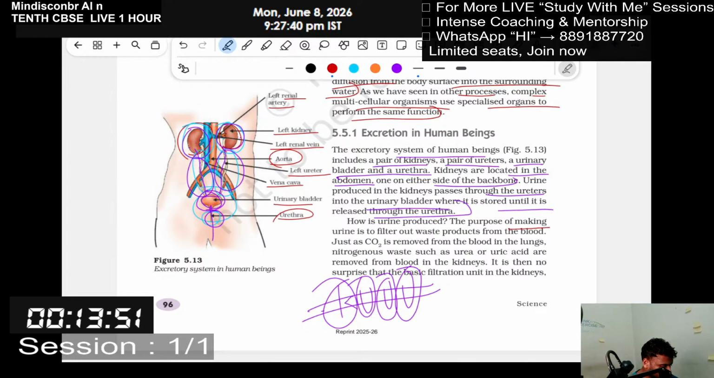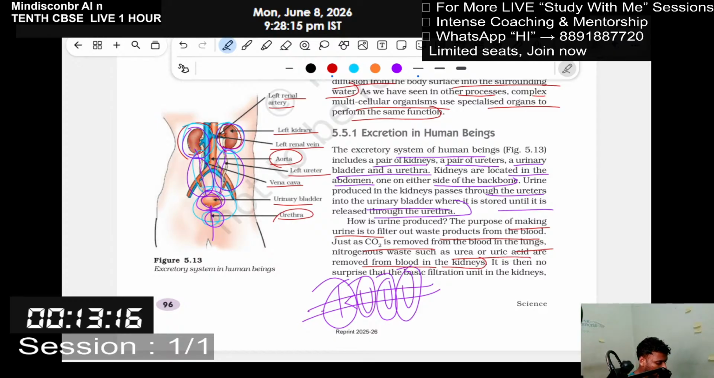The purpose of making urine is to filter out waste products from the blood. Just as carbon dioxide is removed from the blood in the lungs, nitrogen wastes such as urea or uric acid are removed from blood in the kidneys. There are some waste materials that are harmful to the human body, urea and uric acid. These are removed in the kidneys.